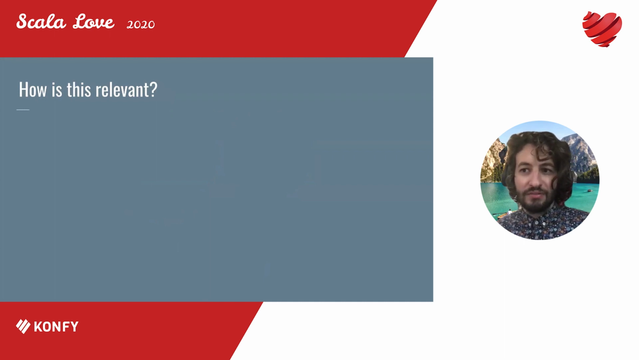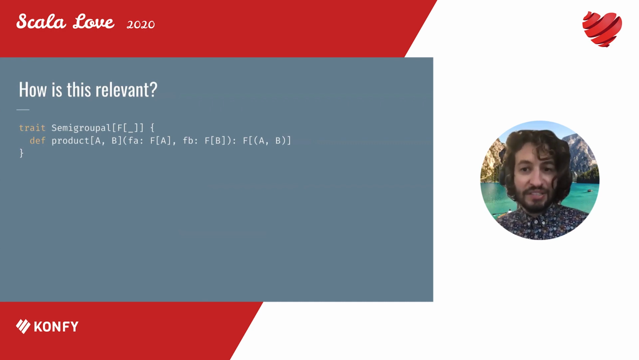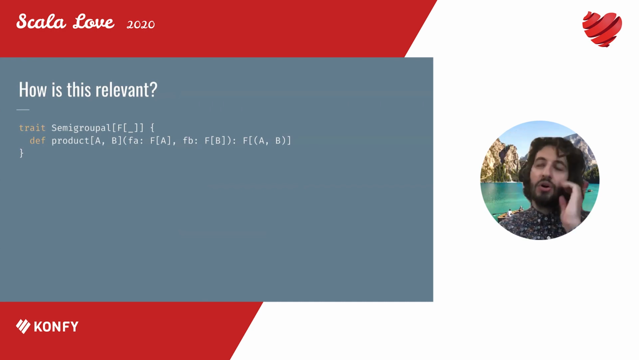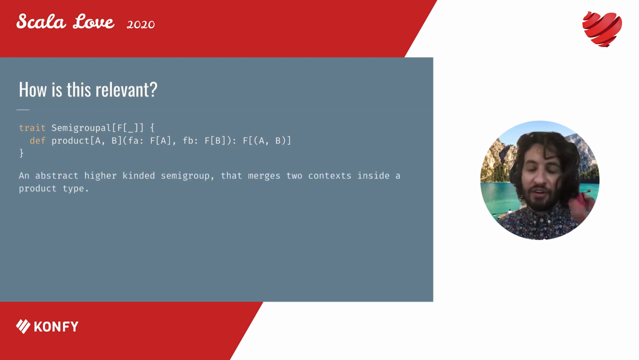How is this relevant? Actually, I'm glad you asked, even though you didn't. We have this thing called Semigroupal in cats, and it is basically at the foundation of pretty much all libraries that depend on cats that I know of. And it defines this product function that takes an F of A and an F of B and turns that into an F of tuple AB. So basically, what we said earlier is if we combine two types and form a tuple type, this is like that applied to a higher-kinded semigroup.